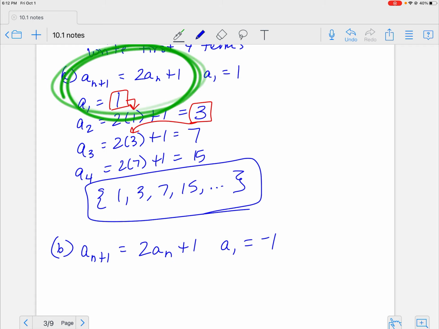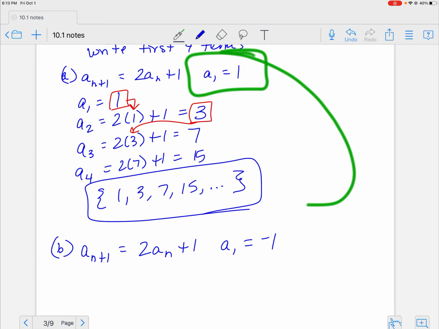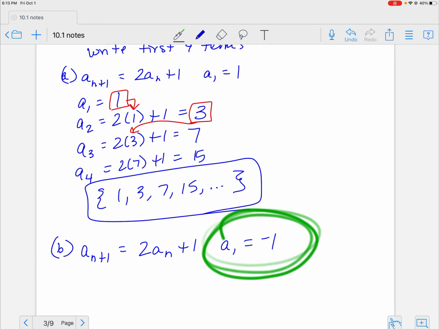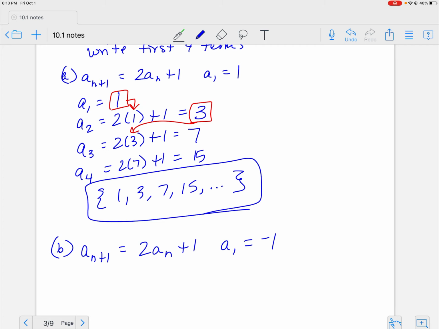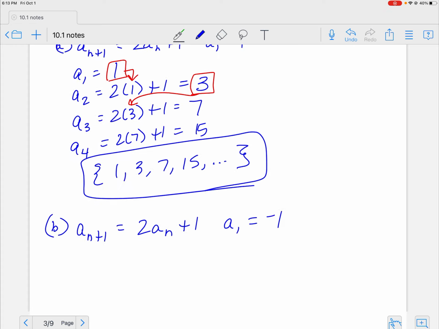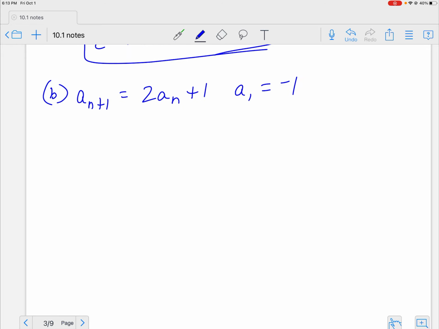Notice what I'm doing here. Exact same relation, but what's different? Instead of starting with a positive 1, I'm starting with a negative 1, and let's see how that plays out. That's what makes a recurrence relation so important, to have that given value. Because let's see if it changes anything up. Oh, could it possibly? Ooh, the suspense is killing us, right?